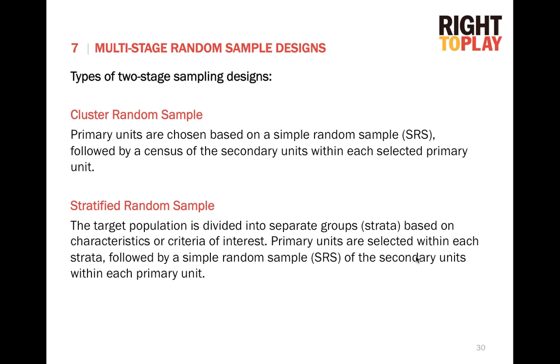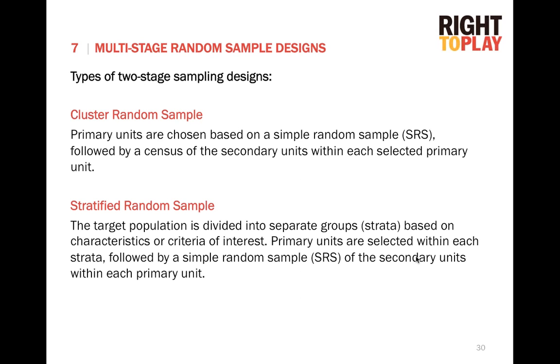So there are basically two types of two-stage sampling designs where you just go through the two different steps. One is cluster random sampling, and the other is stratified random sampling. Now, they're both very similar, but there are small but very important differences between the two methods. So we're going to go through both of them.